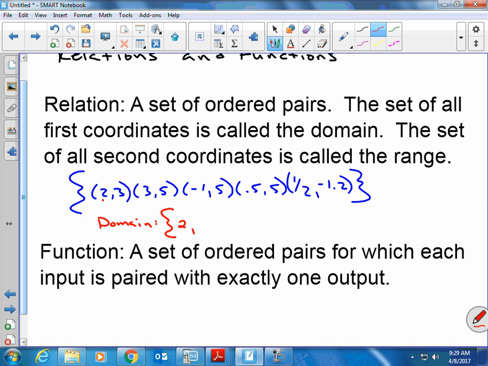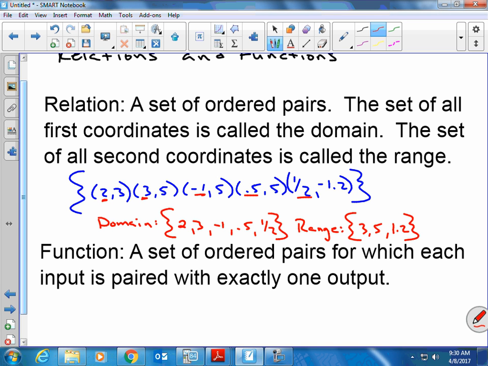So 2, 3, -1, 0.5, all my first coordinates. There is my domain. The range is the set of all second coordinates. So my range would be 3, 5, 5, 5, -1.2. Now, technically, I don't need to write the numbers that repeat more than once. So it's just 3, 5, and -1.2.